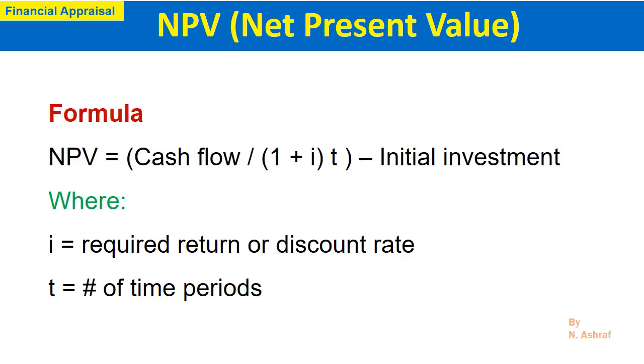How can we calculate NPV? Here is given a formula, that is NPV is equal to cash flow over (1 plus I) to the power T, minus initial investment, where I is the discounted rate which is used in the formula, that may be 10%, 12.5%, or as per the circumstances which are given in that project. And the time T is the number of periods, number of years for which the project is going to be done.